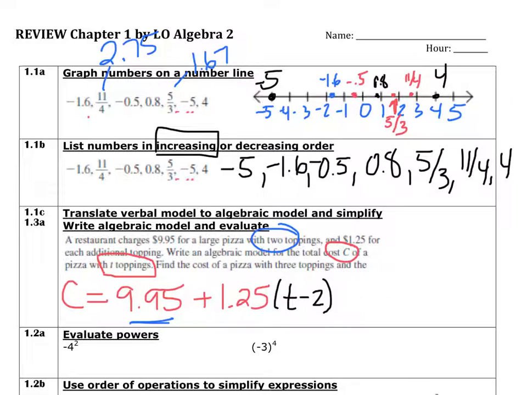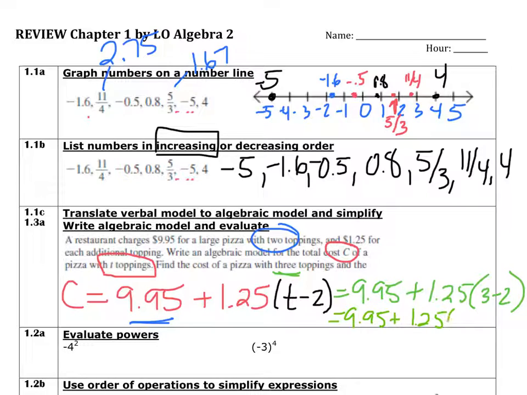So the last part of this equation actually wants us to find the total cost of a 3 topping pizza. So if we use our equation, it's going to be $9.95 plus $1.25. And if you do 3 minus the 2 in our equation, what it's going to do is just charge us for 1 extra topping. So it's the $9.95 plus $1.25 times 1. So 1 extra topping for that. And then the total pizza price is going to end up being $11.20.